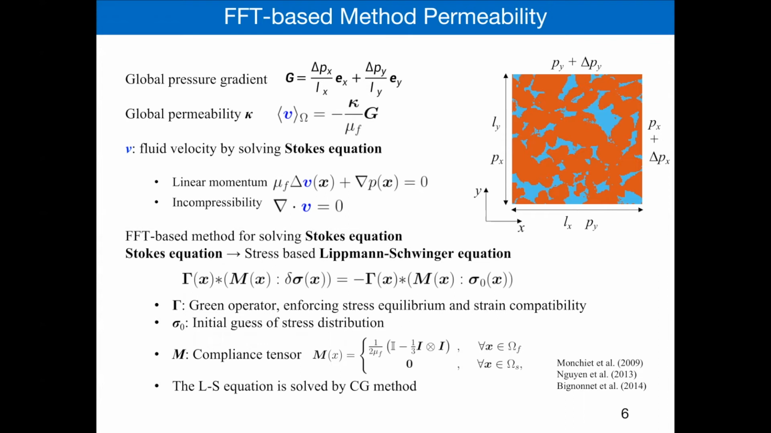The Stokes equation is rewritten into the Lippmann-Schwinger equation in stress space, where the Green operator gamma enforces the stress equilibrium and the strain compatibility during the conjugate gradient iteration, and the compliance tensor M enforces the incompressibility of the liquid and the zero velocity of the solid.